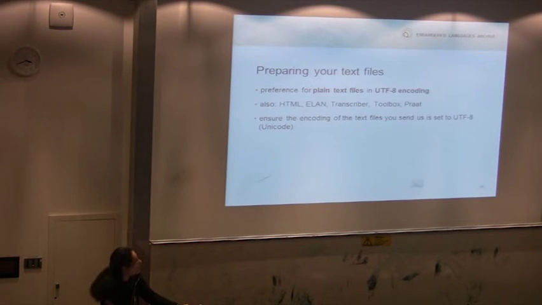Of course, ELAN or Transcriber or HTML files are also types of output that we can read quite easily. So you can get text file in HTML format. Avoid Word documents if you can. Or you can use it as your working format, so you can type in Word, but when you create the preservation copy that you want to share with other people, make sure you create either a .txt or a .pdf version of that, if formatting is important. Again, make sure that the encoding is the right encoding.